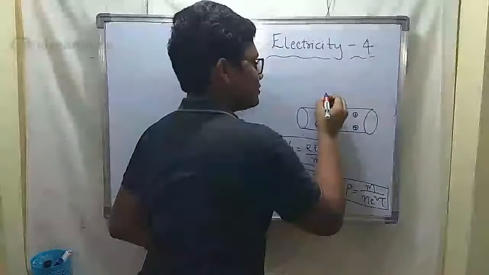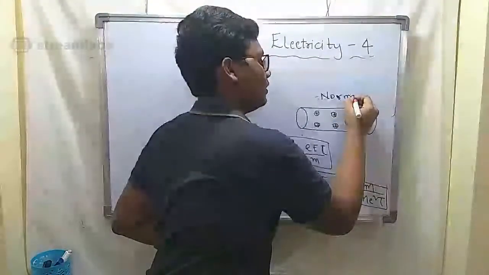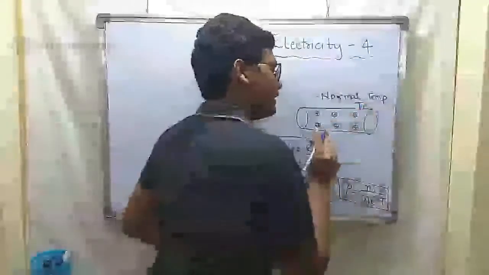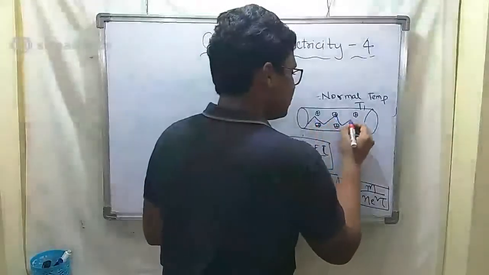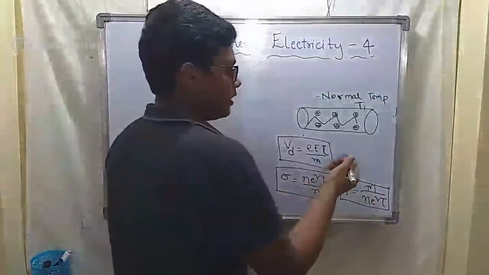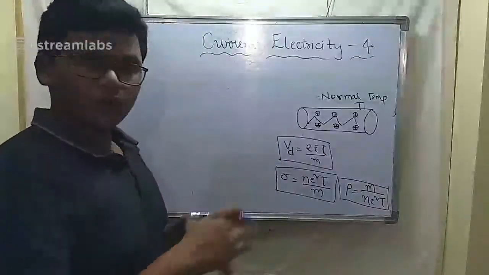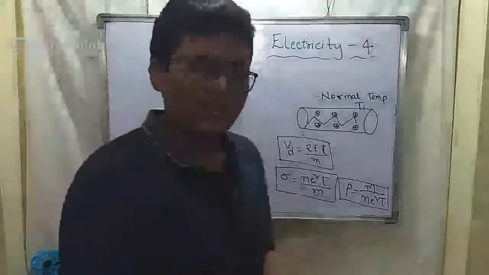Okay, here when it is at normal temperature, at temperature T1 we'll take, what happens is the electrons do random motion, but it is normal, that won't change, no effect, it will go like that.